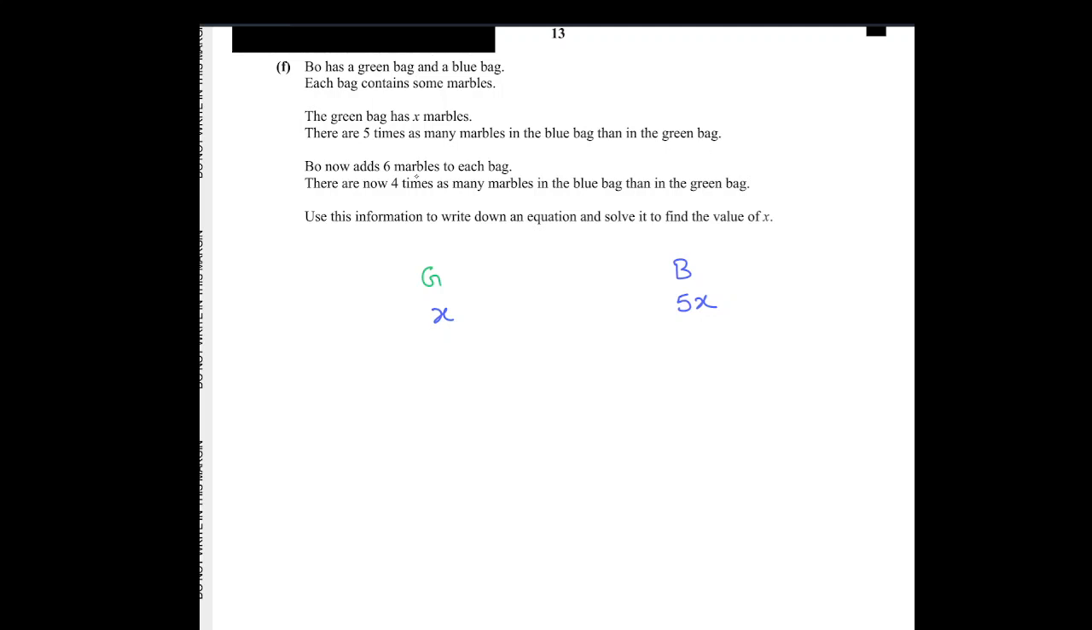Bo now adds 6 marbles to each bag. Now he added 6 marbles to each bag. There are now 4 times as many marbles in the blue bag than in the green bag. Now after adding 6, it became 4 times of this. So now 5x plus 6 became what? This became 4 times of x plus 6. Use this information to write down an equation and solve it to find the value of x.